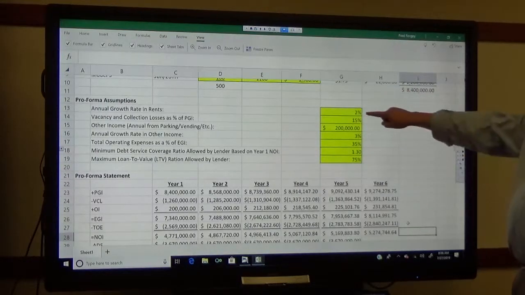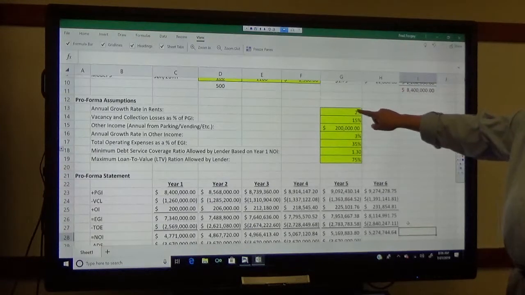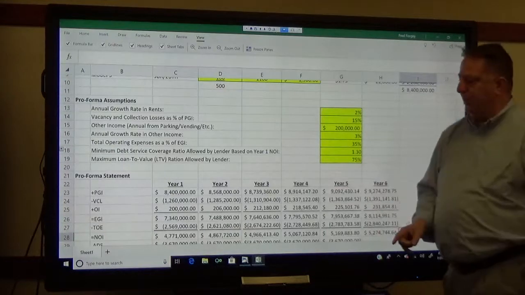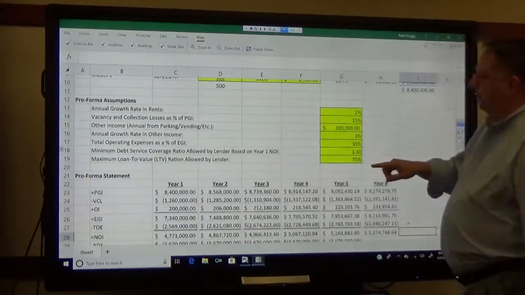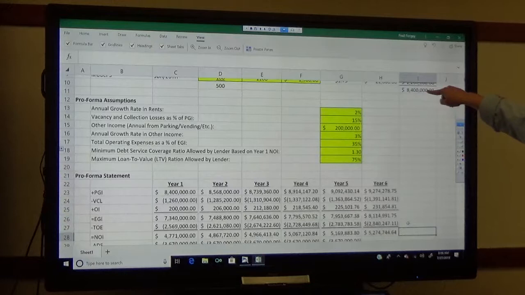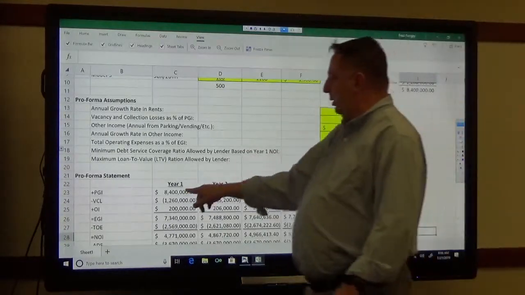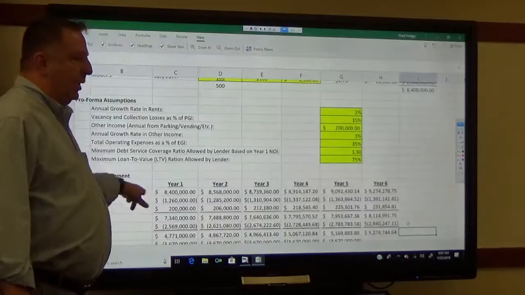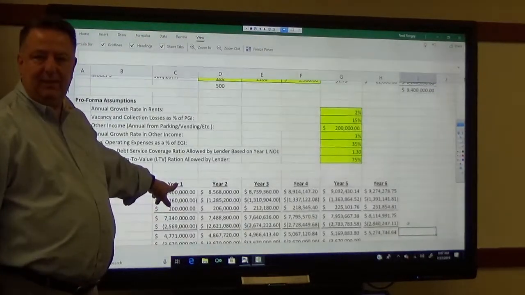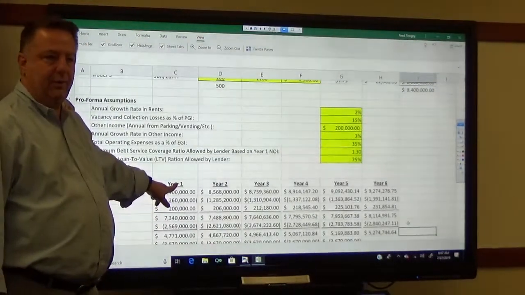All right, so how is that going to be operationalized in the actual pro forma statement? The first thing that you should notice is that 8.4 million that we have up here in terms of our total annual potential gross income simply gets pulled down here as our year one PGI. Does everybody see that? That's pretty much mission critical that you get that.